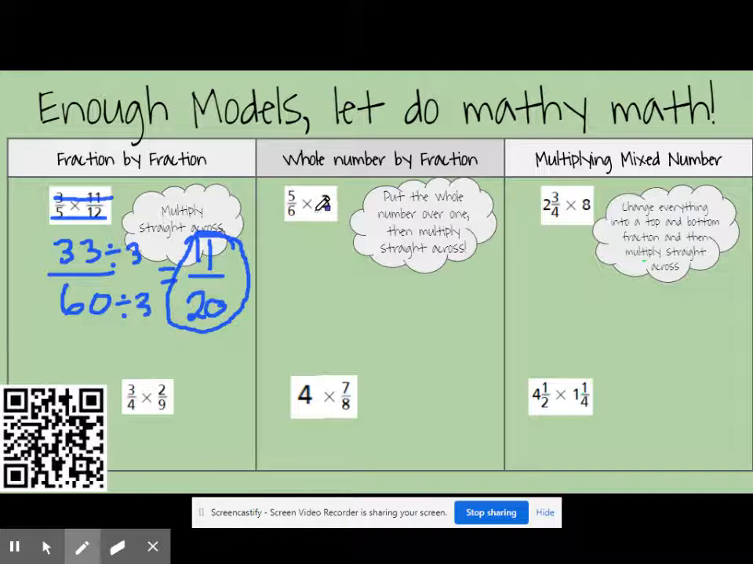Any whole number can be put over 1. 3 wholes is the same as 3 out of 1. So I would write the whole number with a 1 underneath and go straight across. 5 times 3 is 15. 6 times 1 is 6. Now, we have an improper fraction.